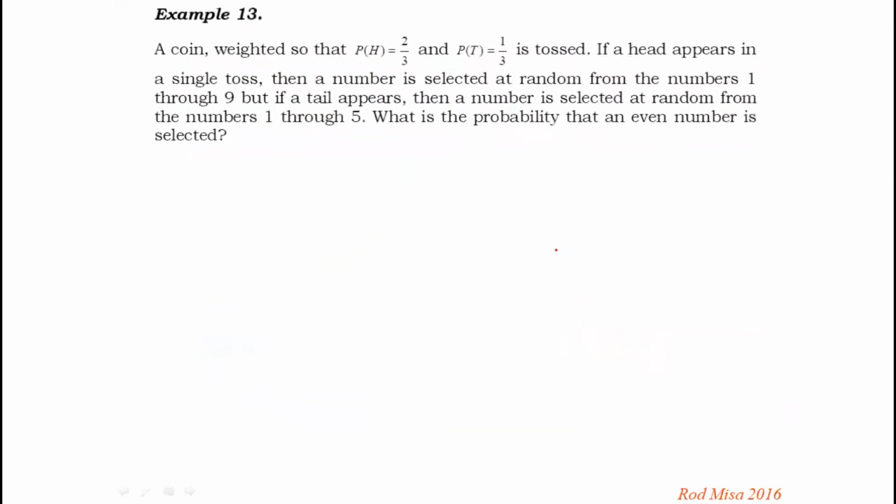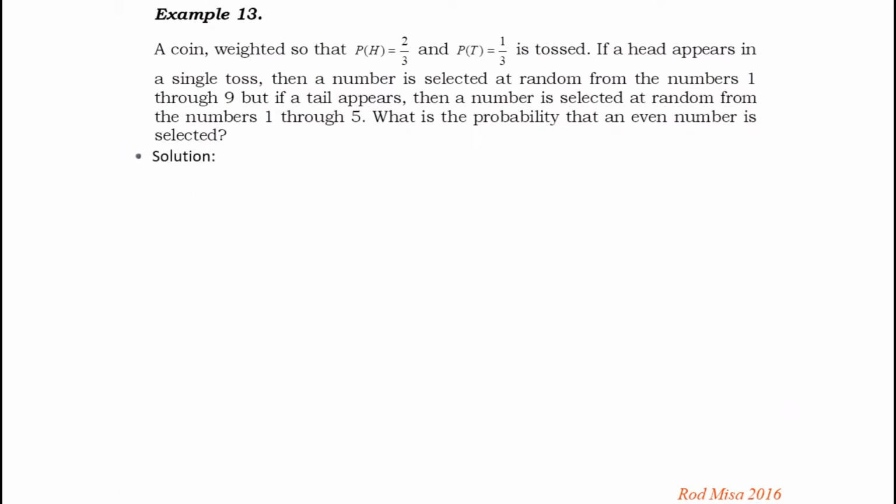Now, let's proceed to our next example here. A coin is weighted so that the probability of obtaining a head is 2/3 and the probability of obtaining a tail is 1/3. Now, if a head appears in a single toss, then a number is selected at random from the numbers 1 through 9. But if a tail appears, then a number is selected from the numbers 1 through 5. What is the probability that an even number is selected?